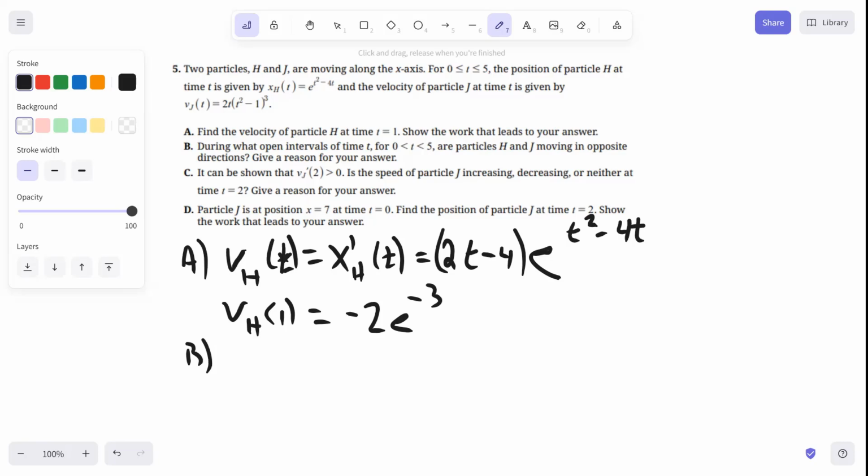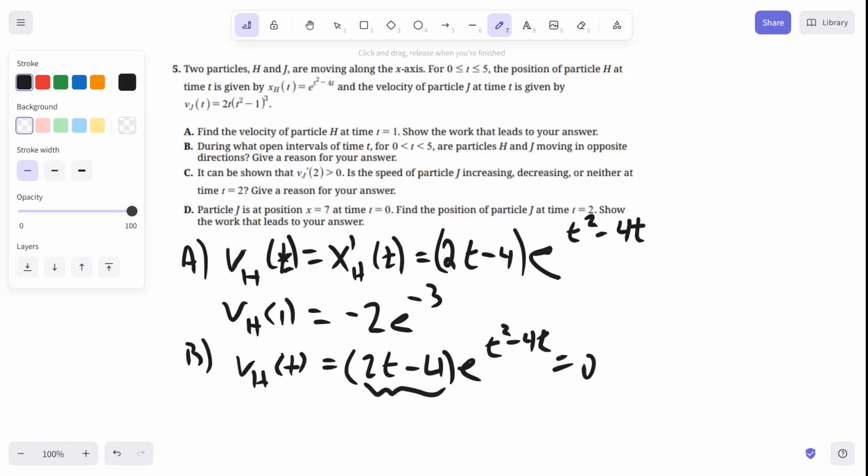Part B, during what open intervals of time from 0 to 5 are particles H and J moving in opposite directions? Give a reason for your answer. Now, v of t for particle H is going to equal 0 when 2t minus 4 equals 0. So that would be at t equals 2. And we can make a little sign chart here to help us out.